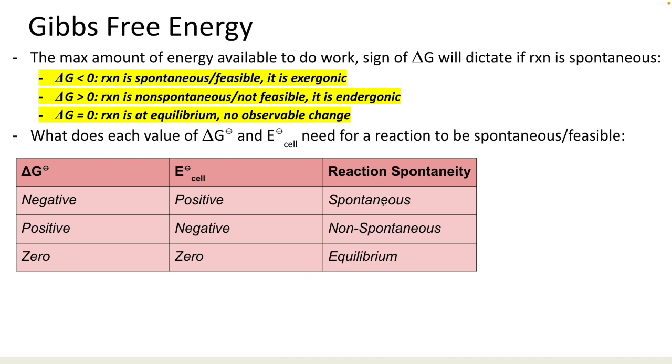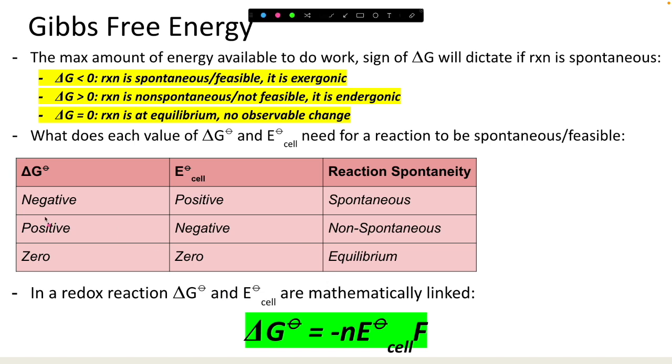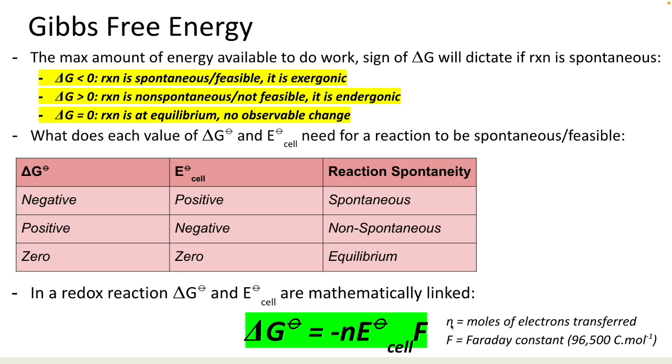So really importantly, these two factors are mathematically linked because the signs always have to be consistent with one another, like we've been saying. So we've got an equation here which states that delta G is equal to minus n times the cell potential times F, where n is referring to the moles of electrons transferred and F is the good old Faraday constant with our value there.